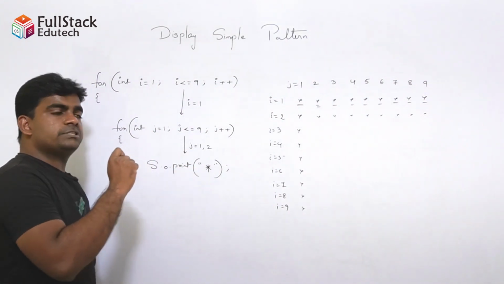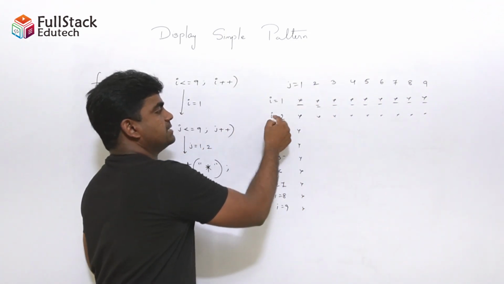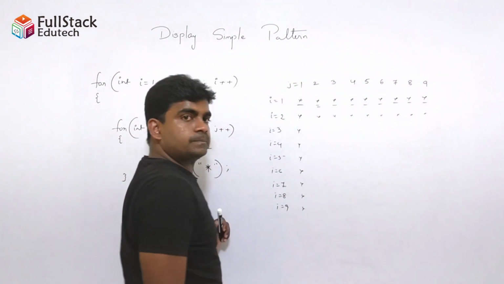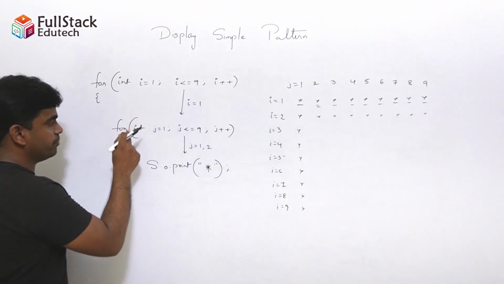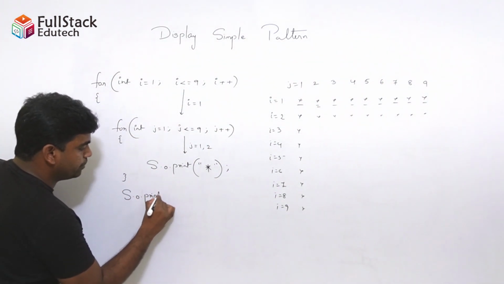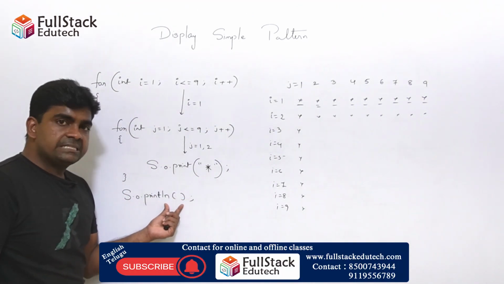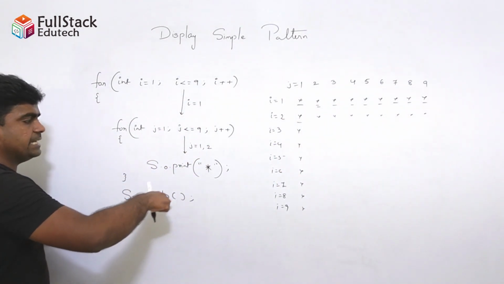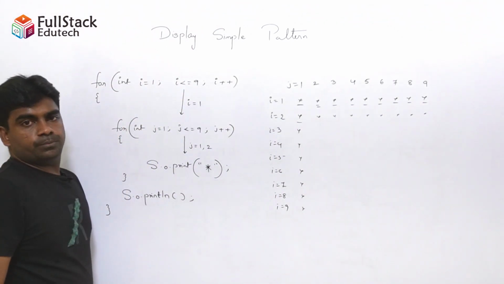Once the inner loop execution is completed, we need to send the control to the next line, so the cursor starts printing there, or else the cursor will print here only. How can we send the control to the next line? Println. So after completion of this for loop, we have to write System.out.println. It will send the control to the next line. Now the cursor is waiting here. Once the inner for loop execution is completed, the control goes to the outer loop.